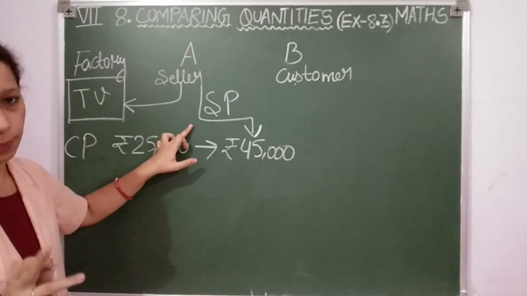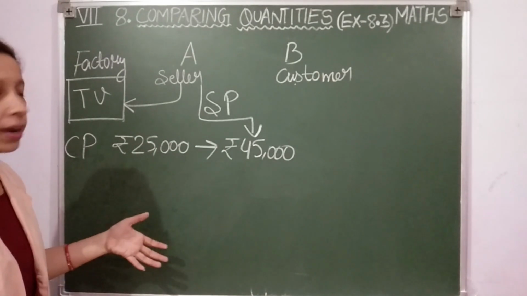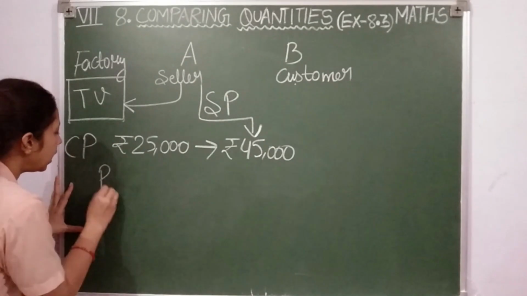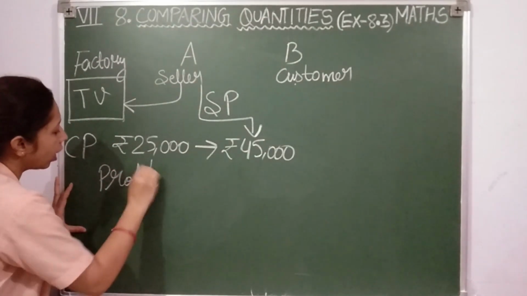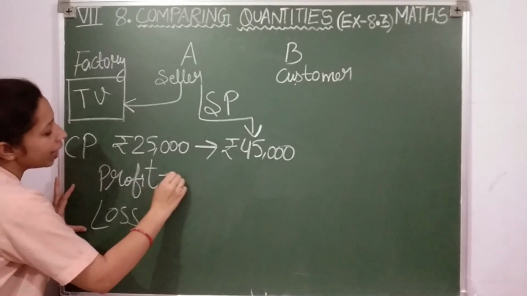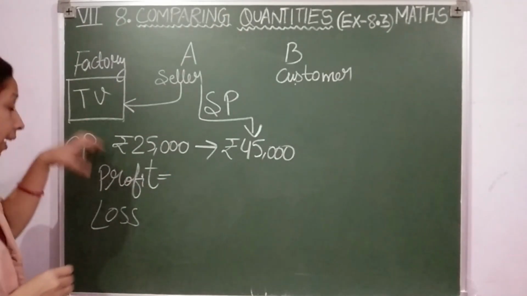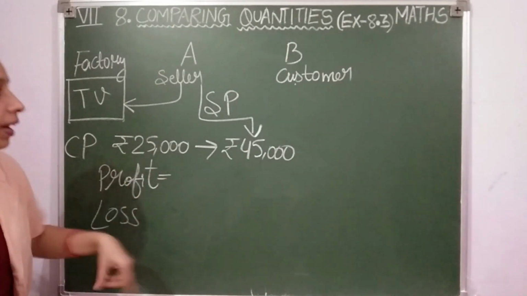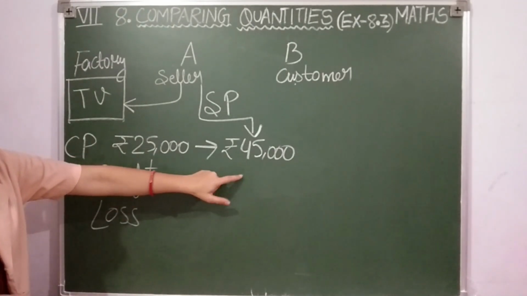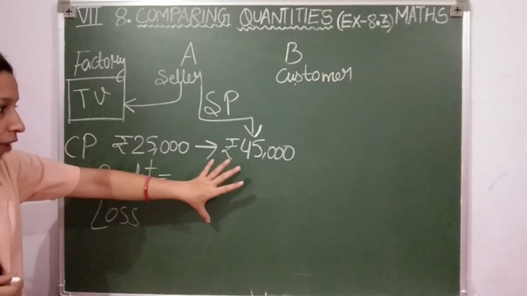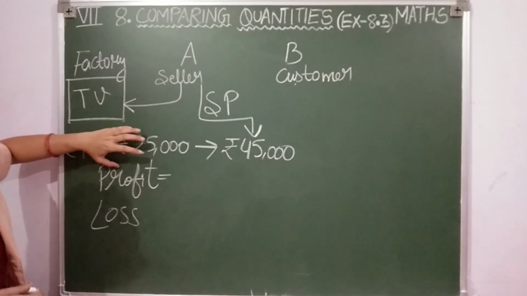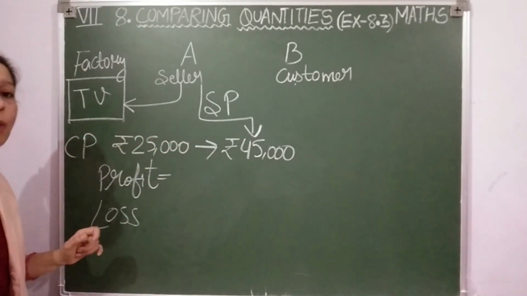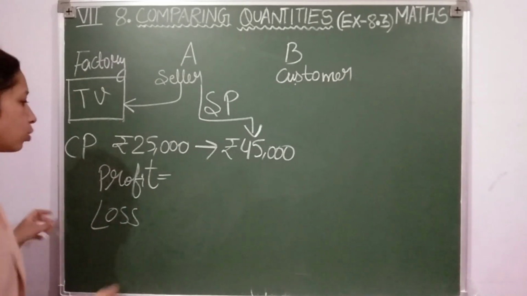SP means selling price, students. Okay, these all terms you are already familiar with. Cost price and selling price. Now after this deal, either A will be having profit or he will have loss. When he will have profit, students, he has spent rupees 25,000 from his pocket, but in return how much he is getting? He is getting 45,000. So now from this 45,000, first he will take out 25,000 जो उसने खुद spend किए थे. That means deduct 25,000 from 45,000. How much will be left? 20,000 students.